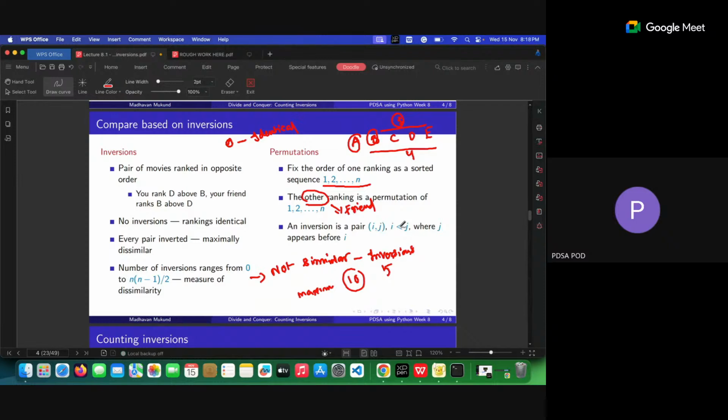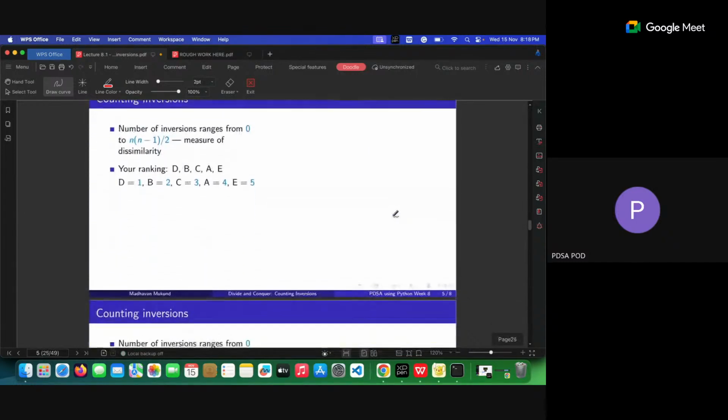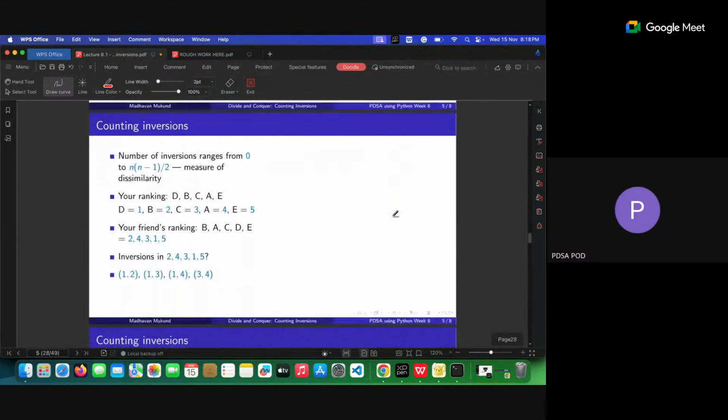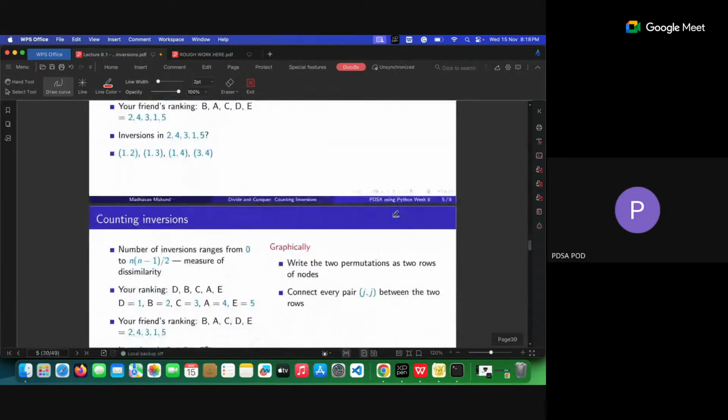We see the next explanation where they have been comparing it. This is a sequence. They want to tell you what an inversion really means. We don't want to check the inversions in the current ranking; one of them we fix as sorted order. And for the other ranking, your friend's ranking, we are checking the permutations, not the combinations, only the permutation. Let me see the counting of inversions.